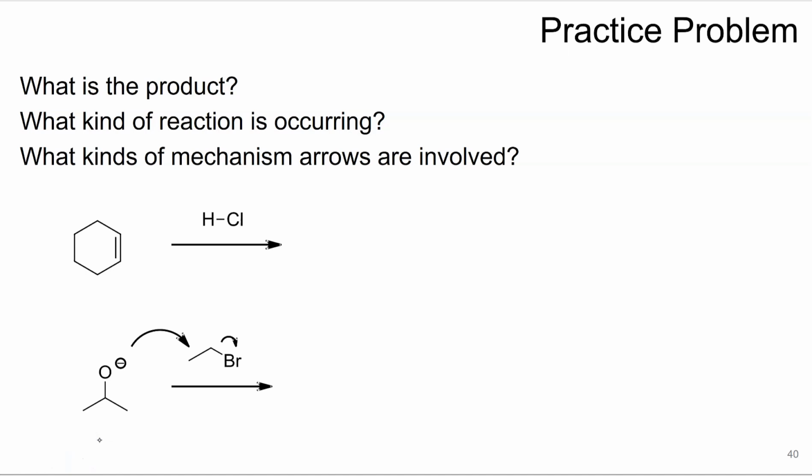Okay, so you can take a stab at doing these practice problems. So I'm going to start with this first one here, HCl across a double bond. The product, I'm going to add an H and a Cl. The reaction that is occurring is an FGT addition. And the arrows that are used in this one are a proton transfer and nucleophilic hug.